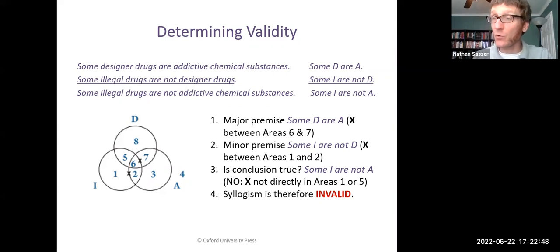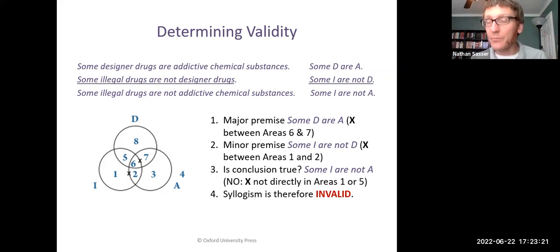Now, if you're observant here, you might be wondering something. You might be saying, hey, Sasser, wait a second, there is this X on the border of 1 and 2, right? And that means there could be something in 1 and there could be something in 2. Well, if that X is in the 1 area, then that would be an I that is not an A, an illegal drug that's not an addictive chemical substance. So why is this not valid? Doesn't that count as a diagram of the conclusion?